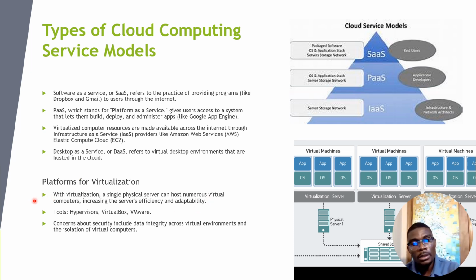There are also platforms for virtualization, and those are key things that we have to pay attention to. With virtualization, a single physical server can host numerous virtual computers, increasing server efficiency and adaptability. As you can see in the picture below, the OS and applications are listed on top of the physical server. But this can only be implemented through what we call tools. Hypervisor is one of the tools. VirtualBox is also a tool. VMware is also a tool. So these tools can be used to implement virtualization.